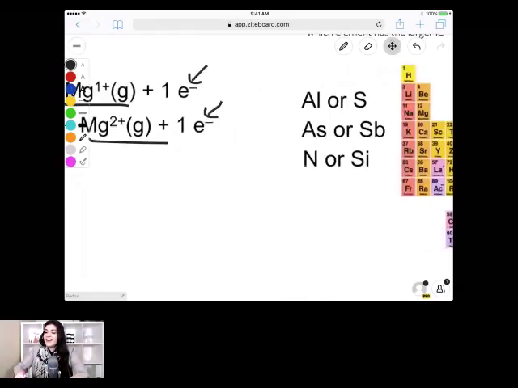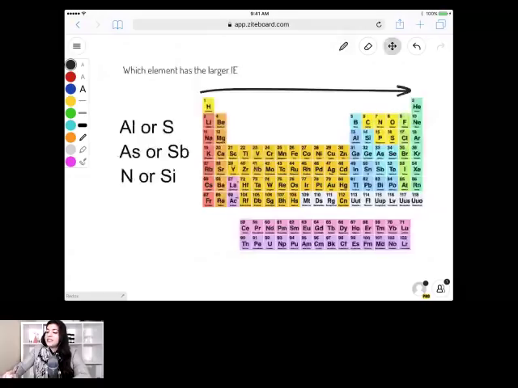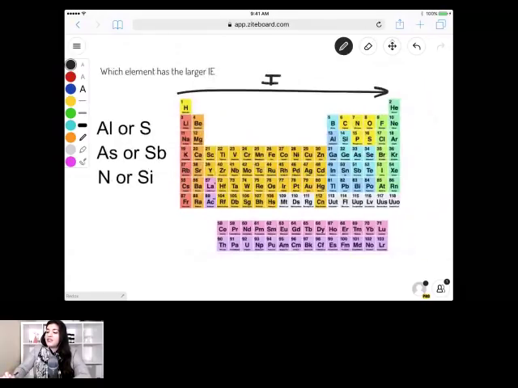And let's get back to trying some of these. This states: which element has the larger ionization energy? So we're going to be comparing these two different atoms to each other and seeing the trend as to which one would have the highest ionization energy. Remember, our trend is that it increases going in this direction. It's also going to increase going up.